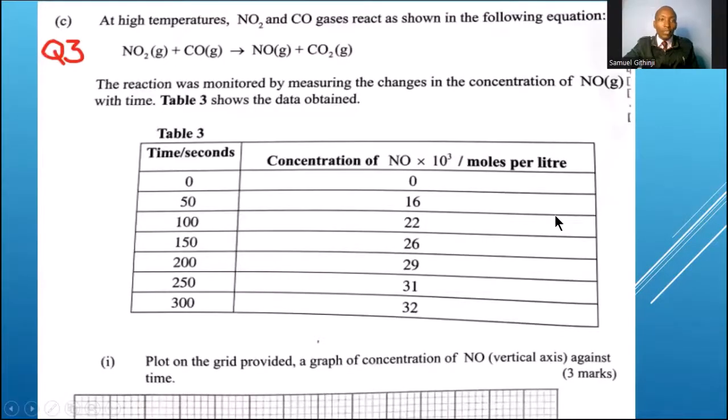Question 3C. You're given that at high temperature, these two gases will react as given. Then the reaction was monitored, and the changes in concentration of NO, nitrogen oxide, with time were recorded as follows. Time is given from 0 to 300 seconds. The concentration in moles per liter was also recorded as given.